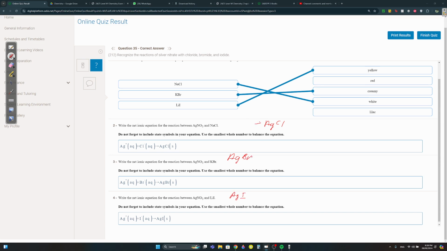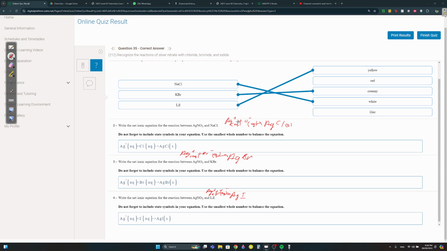So for AgCl, it's a solid precipitate. You're adding Ag plus and Cl minus, right? Aqueous. Very easy, memorize. Here it's the same thing: Ag plus, and Br minus, aqueous. Okay, here AgI, again, Ag plus, I minus, aqueous.